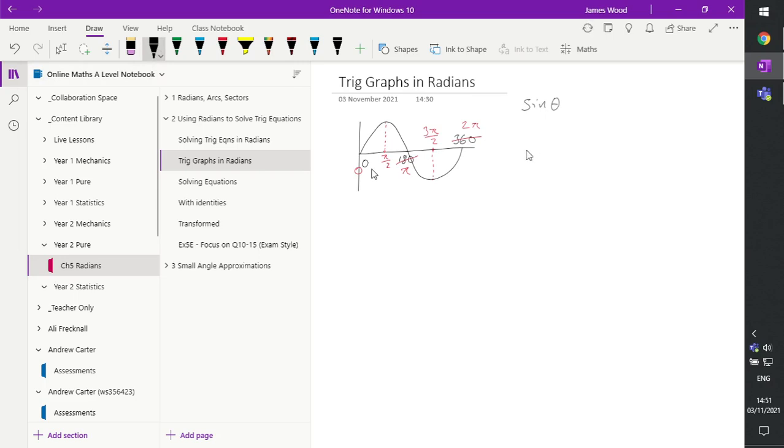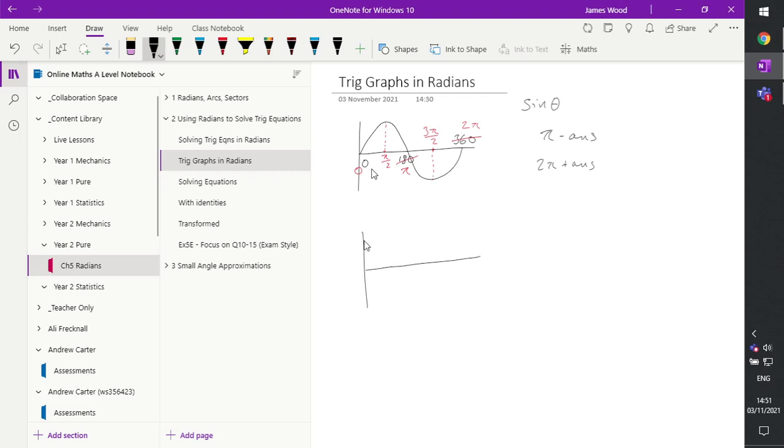So this obviously changes the rules for finding multiple solutions. Rather than doing 180 minus my answer, I'm going to be doing pi minus my answer. The period of the graph is still the same, but instead of 360 degrees, it's now 2 pi. So we could do 2 pi plus my answer to find multiple solutions that way too.